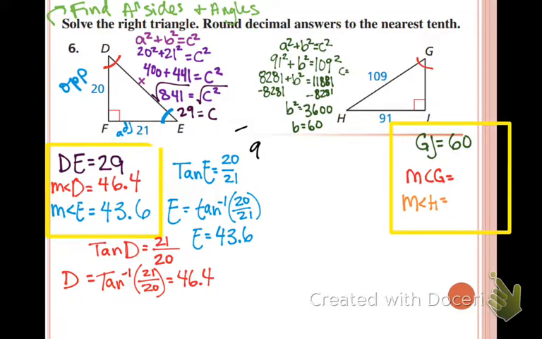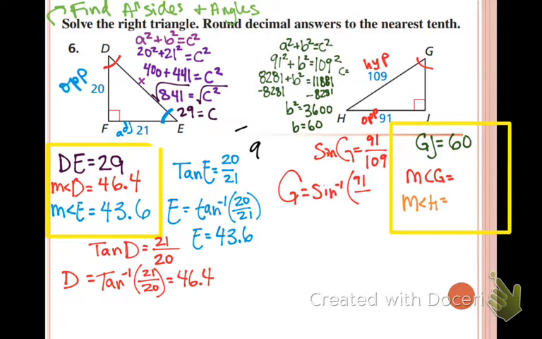So what kind of side is 91? Opposite. And then what kind of side is 109? Hypotenuse. So which trig ratio are we gonna use? Sine. Sine of G equals the opposite, 91, over the hypotenuse, 109. To get angle G by itself, we're going to use the inverse. So shift sine, 91 over 109. 56 basics. Perfect.